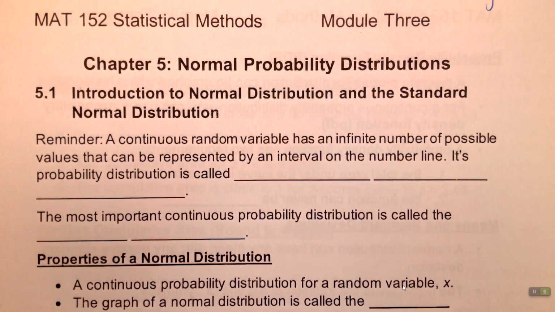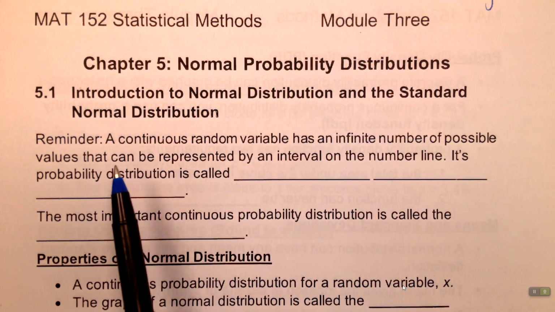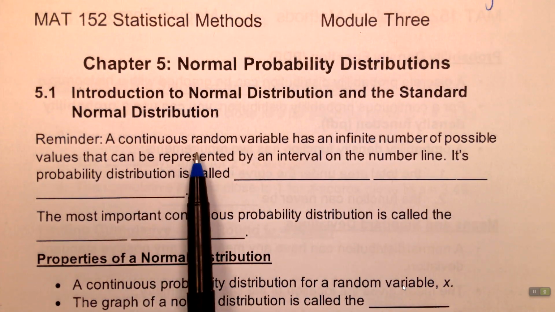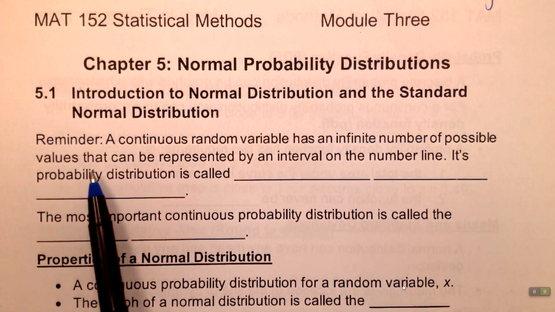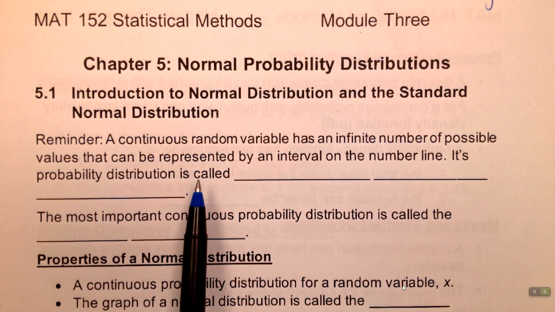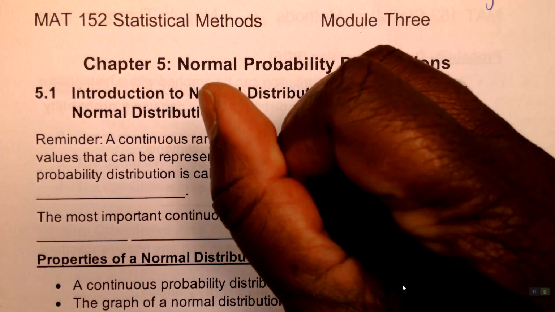Math 152, Statistical Methods, Module 3. Chapter 5, Normal Probability Distributions. So, as a reminder, a continuous random variable has an infinite number of possible values that can be represented by an interval on the number line. Its probability distribution is called a continuous probability distribution.